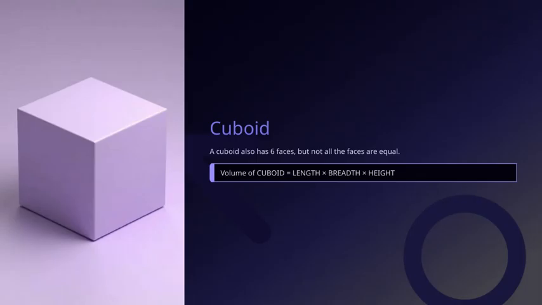Now let's talk about the cuboid. A cuboid also has 6 faces, but unlike a cube, not all these faces are the same size or shape. Some faces are rectangular, and their dimensions can vary. When we calculate the volume of a cuboid, we use the formula, length times breadth times height. This means that to find out how much space is inside, you multiply the measurement of one side by the measurement of the adjacent sides. Understanding this helps us see how different dimensions affect the overall size of the shape, which is a key concept when working with three-dimensional objects in real life.